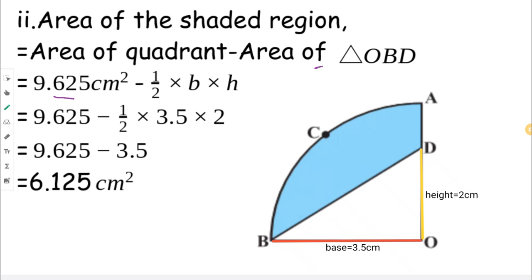Then area of this triangle. Remember this is the base and this is the height, because this will be 90 degree. So simply put, half base into height. Base is 2.5, height is 2. I can divide 2 by 2, and I'll be simply left with 3.5. So when you subtract these two, we're going to get the area of this blue region to be equal to 6.125 centimeter square.